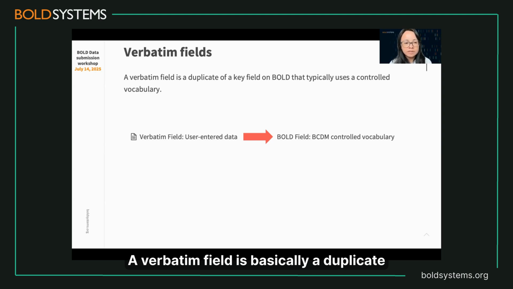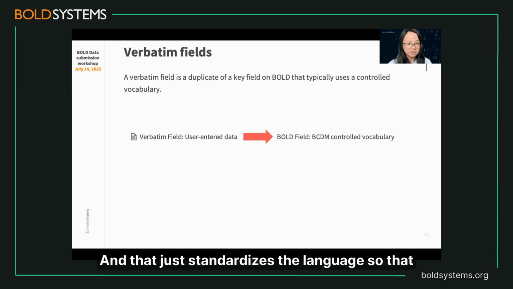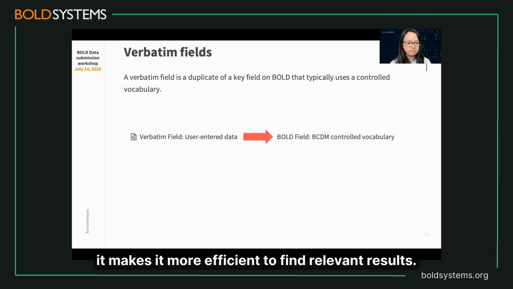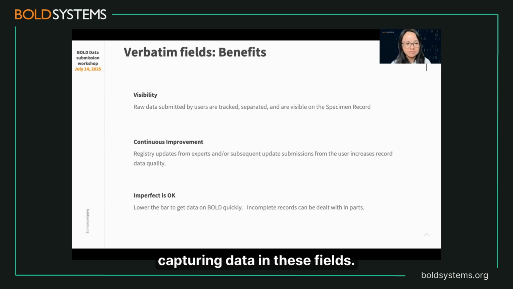A verbatim field is basically a duplicate of a key field on BOLD that typically uses a controlled vocabulary. So the verbatim field captures the data as it was entered by you. And on BOLD, we use controlled vocabulary for certain fields. That just standardizes the language so that when you're doing searches, it makes it more efficient to find relevant results. And so what are some of the benefits of these verbatim fields and capturing data in these fields?